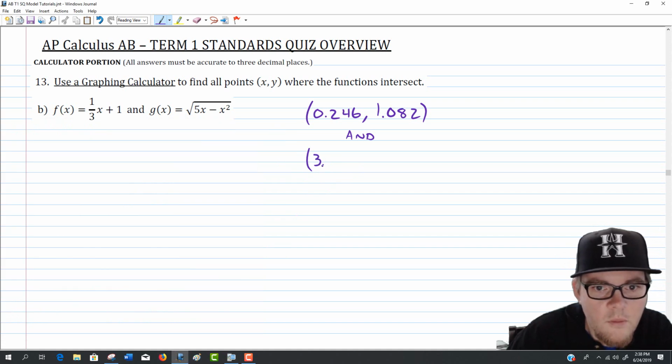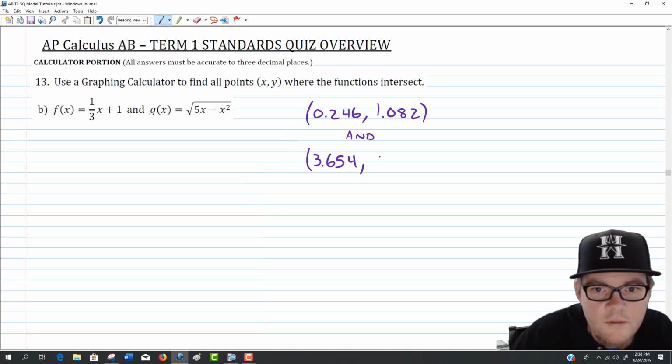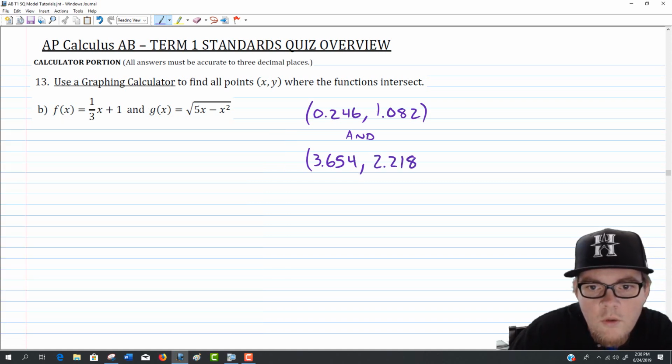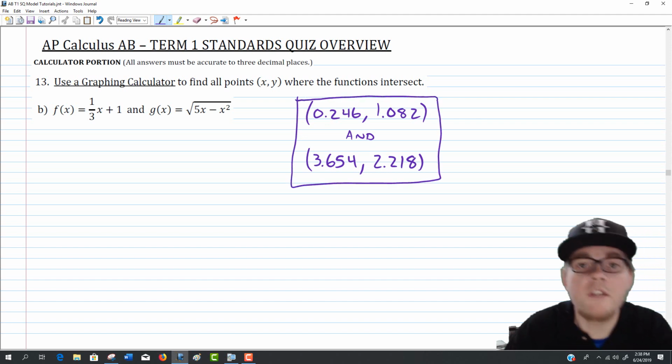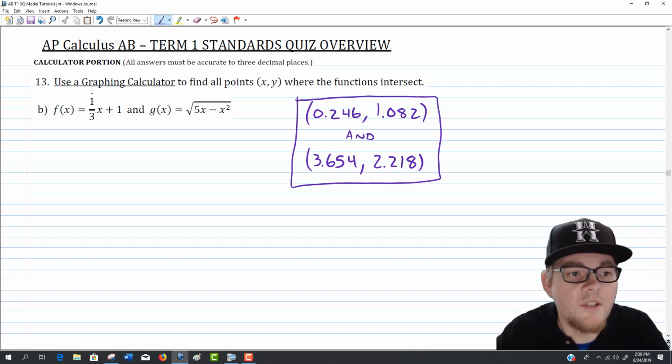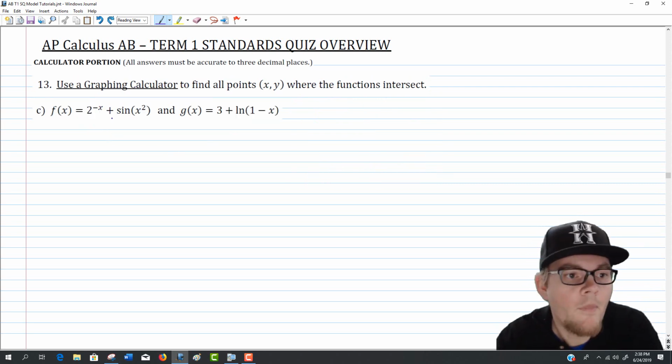3.654 was our x-coordinate, and 2.218 was our second. So there are our intersection points. Nice addition here was in using that fraction thing. It allows us to simplify kind of our work as we go through.